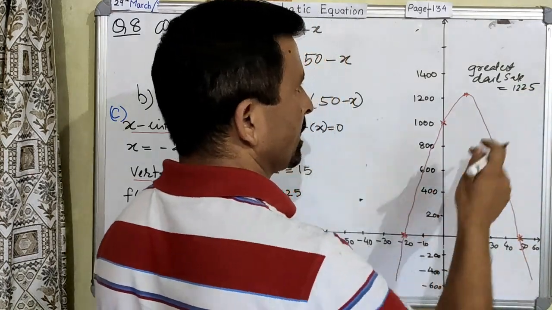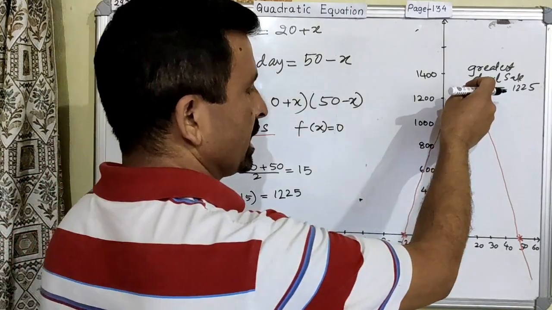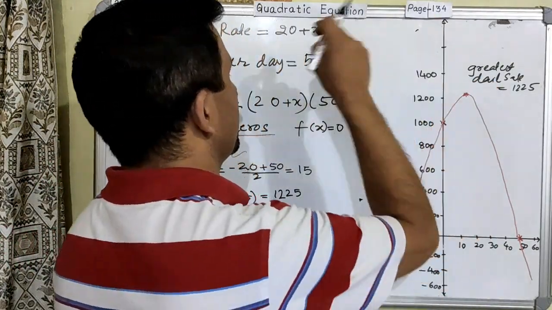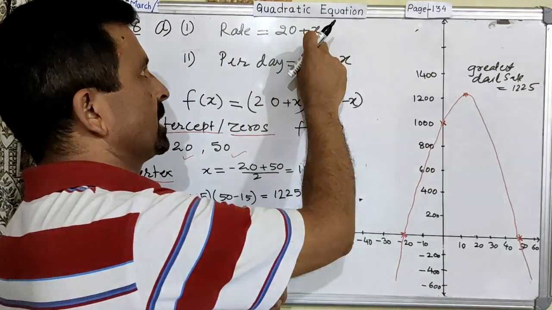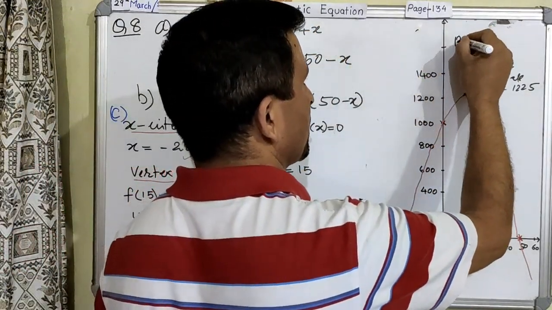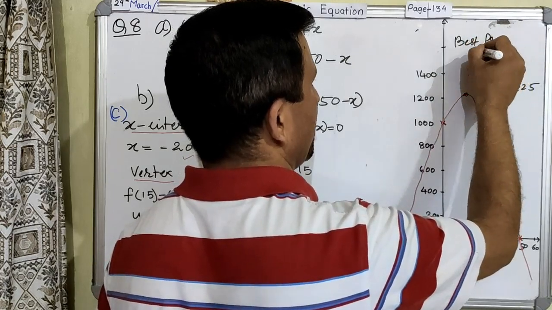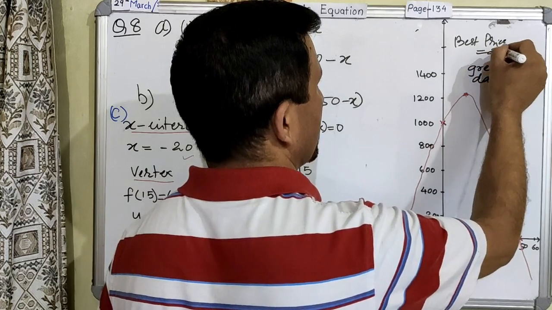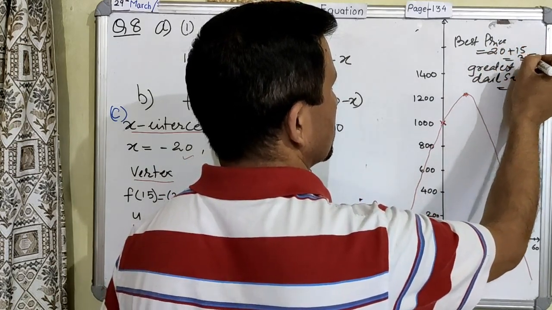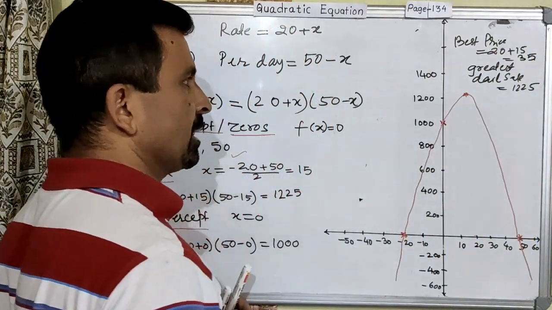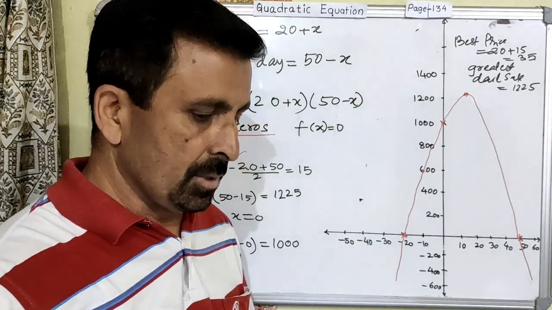This is 1225 Newton. And this sale you will get when the price is what? This corresponds to 15. Now you can put the value of x here and then you will get the best price. So the best price will be 20 plus 15 is equal to 35. So when the price is 35, the sale is the maximum, which is 1225.